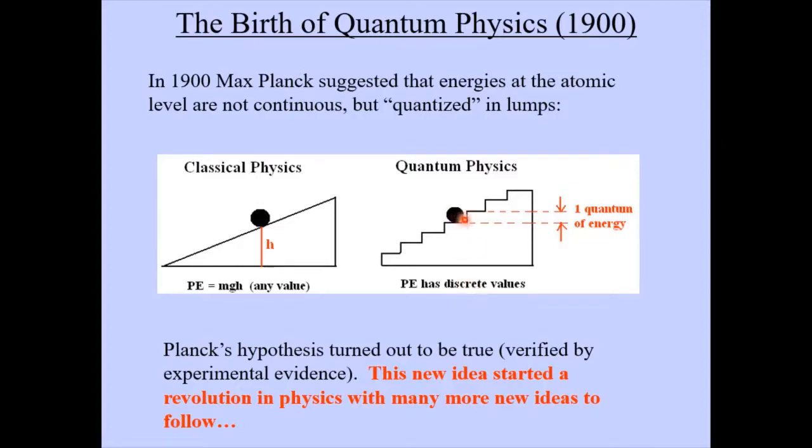And by the way, the step height here is called one quantum of energy. So in other words, this object can jump from energy to energy, but it can't be anything in between these steps. So Planck's hypothesis turned out to be true. It was later verified by experimental evidence. And this new idea started a revolution in physics, and many more ideas were to follow.